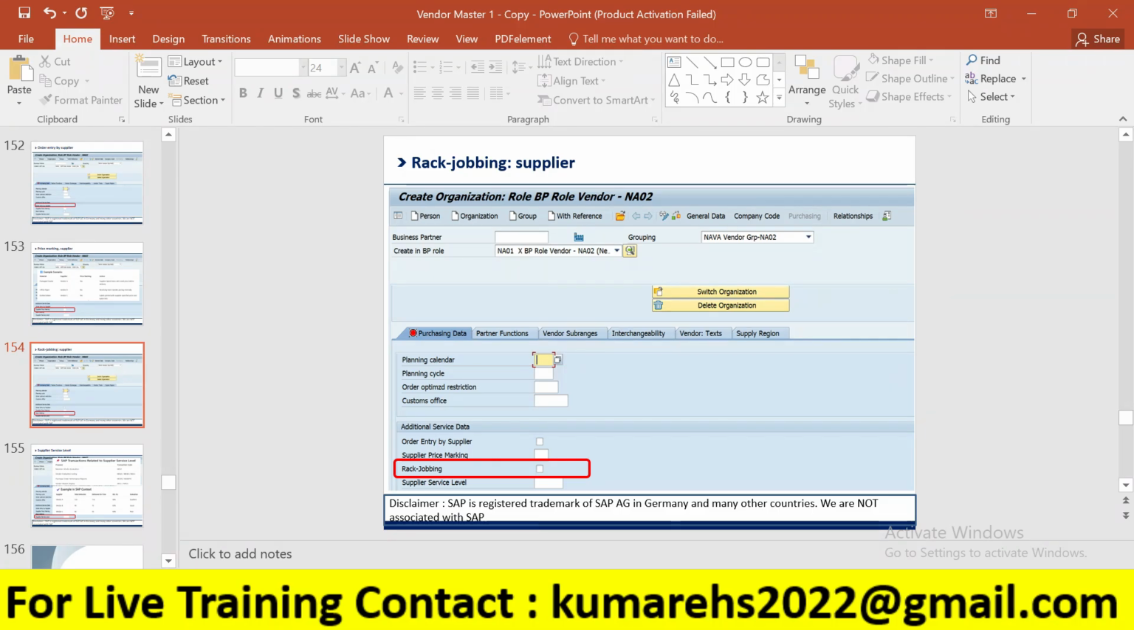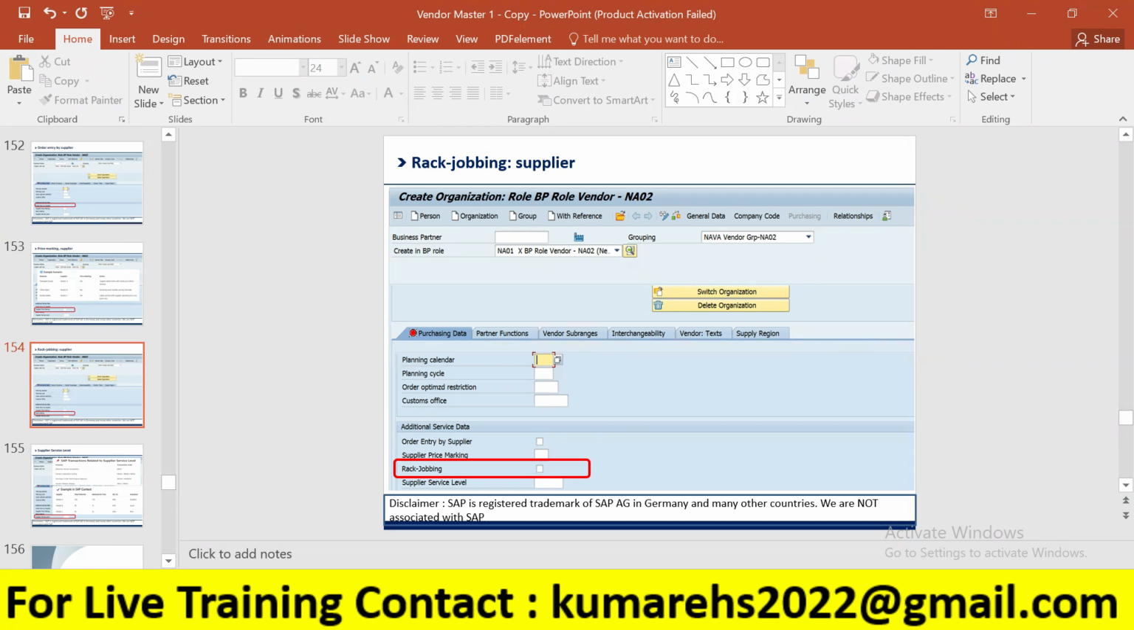Example scenario, there are three vendors A, B, C. Vendor A, packaged snacks, rack jobbing yes. Supplier stocks and manages the shelf inventory directly. Vendor B, office supplies, no. Retailer manages inventory manually. Vendor C, bottled water, rack jobbing is yes. Supplier monitors sales, replenishes stock and maintains display. For vendor A, the supplier handles stock replenishment and pricing, reducing retailer workload.